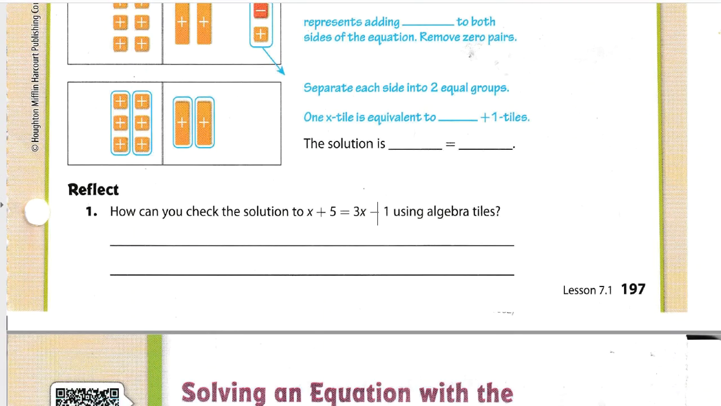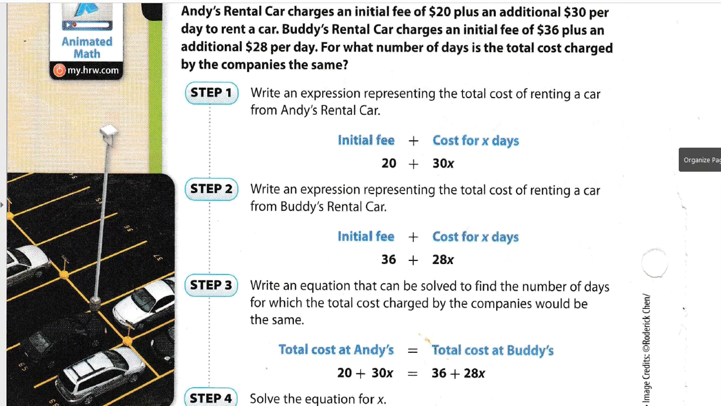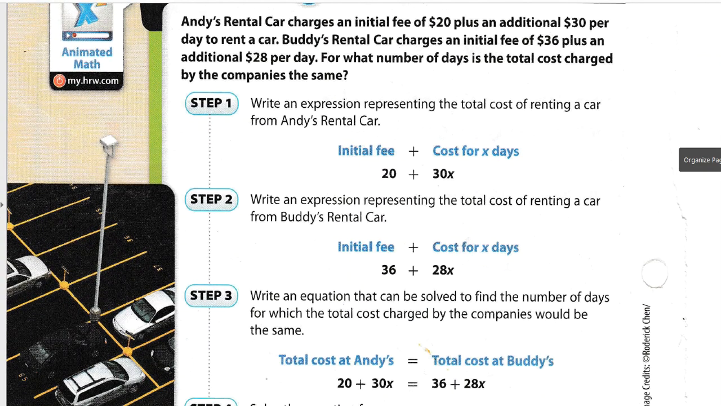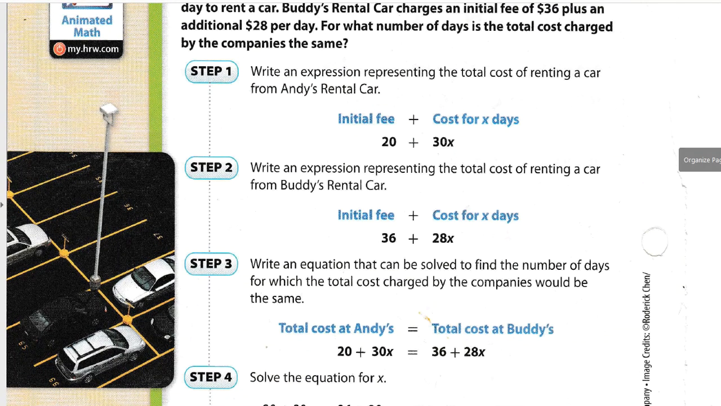We're back, and let's move on to the next page. Okay, so this is solving an equation with variables on both sides. Here's our first example. I'm not going to work this out because we have plenty of other examples, but Andy's rental car charges $20 plus an additional $30 per day to rent. Buddy's rental car charges $36 plus an additional $28 per day. So I would have set this up a little different.